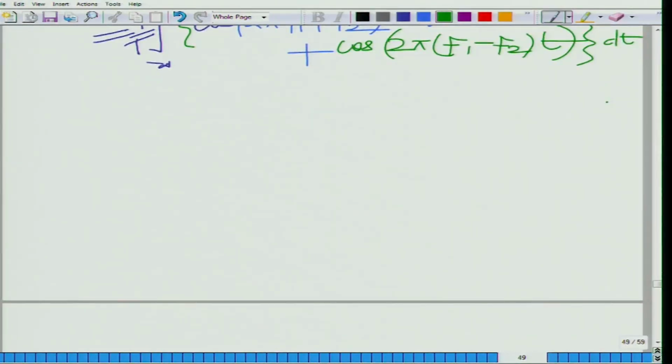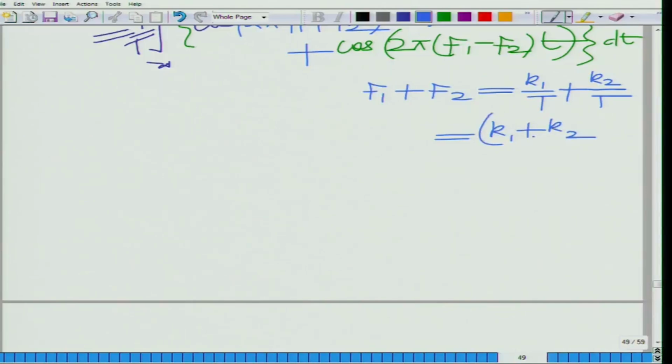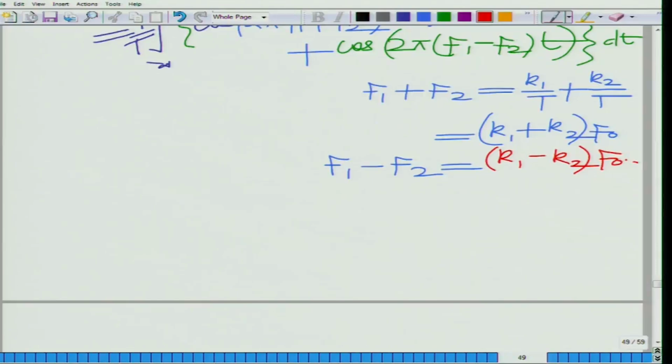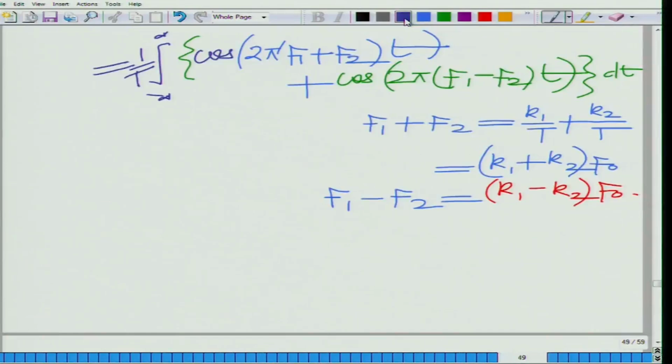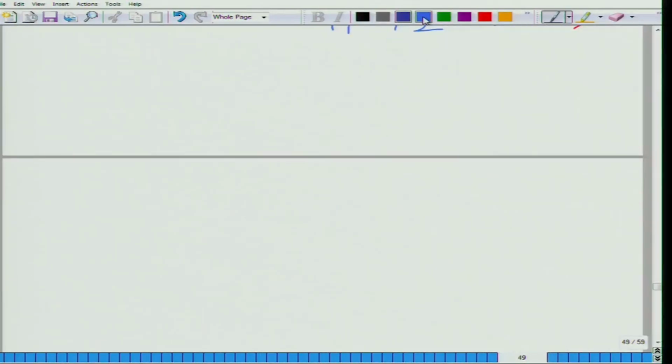Now, look at this. f1 plus f2 equals k1 over T plus k2 over T, which we can say is k1 plus k2 times f naught, and f1 minus f2 is similarly k1 minus k2 times f naught. And therefore, the integral of cosine 2 pi (f1 plus f2) t is sine 2 pi (f1 plus f2) t.